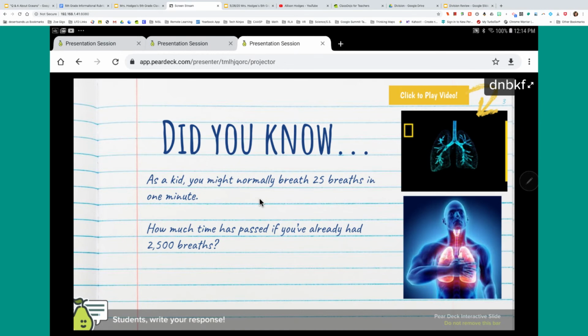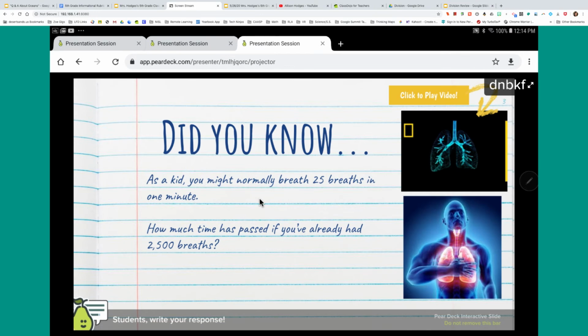So start a timer for 60 seconds and count. And don't breathe fast. Don't breathe super slow. Just try to breathe normal and count your breaths. You'll probably have about 25 breaths in 1 minute as a kid. Adults might have a slightly different number. So that's just an estimate.